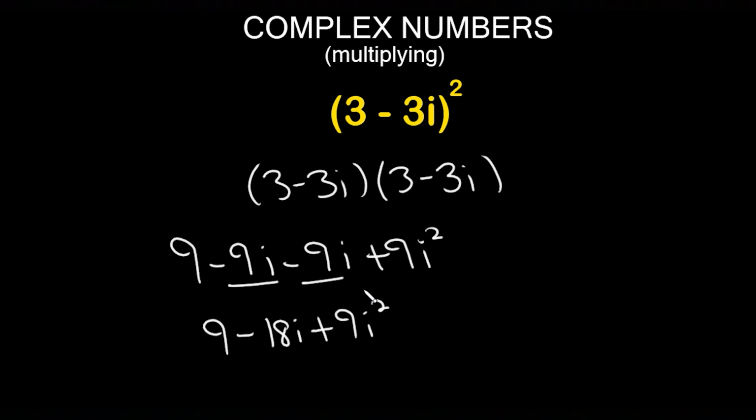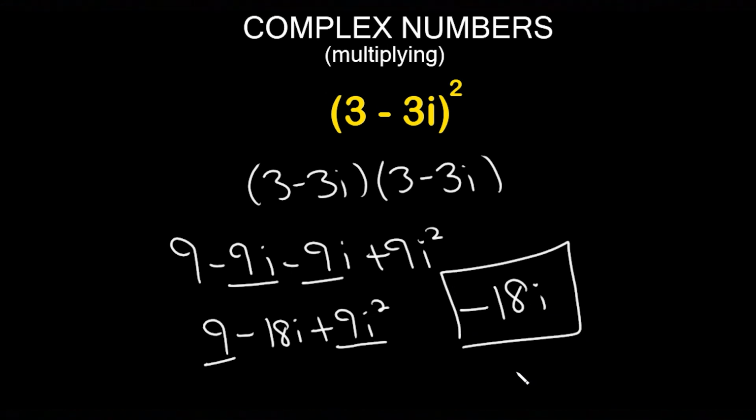Now remember, i squared is really -1. So I'm doing -1 times 9. This whole part right here is going to be -9. And I have a positive 9 here. So it's 9 minus 9. They cancel each other out, meaning I'm left with -18i. That's your final answer right there. Okay. All right, let's try one more example.